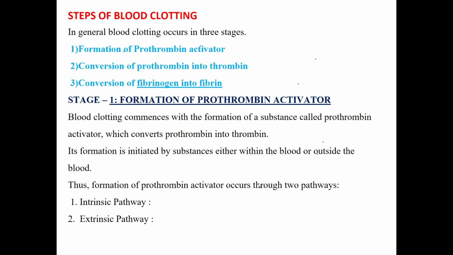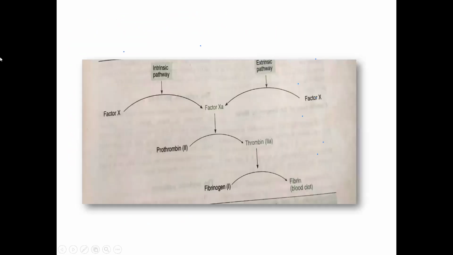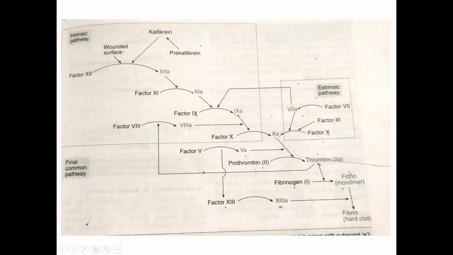So let's see. In the intrinsic pathway, the Stewart factor, the 10th factor, is activated by the damaged wound to form factor 10A. In the extrinsic pathway, tissue factors activate factor 10 into factor 10A. This is prothrombin activator. Then the prothrombin activator activates the prothrombin to thrombin. Thrombin converts the fibrinogen into fibrin. Let's see in detail.